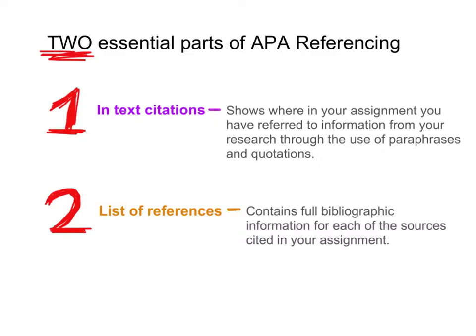Firstly, there are two essential parts of the APA referencing system. The first is in-text citations and the second is a list of references. Now, in-text citation refers to where you have referred to information from your research, whether this be through the use of paraphrases or quotations. Essentially that means where you have sourced information from somewhere else and included this in your writing. Now, the list of references is essentially the bibliographic information for each of the sources that you cite in your assignment.